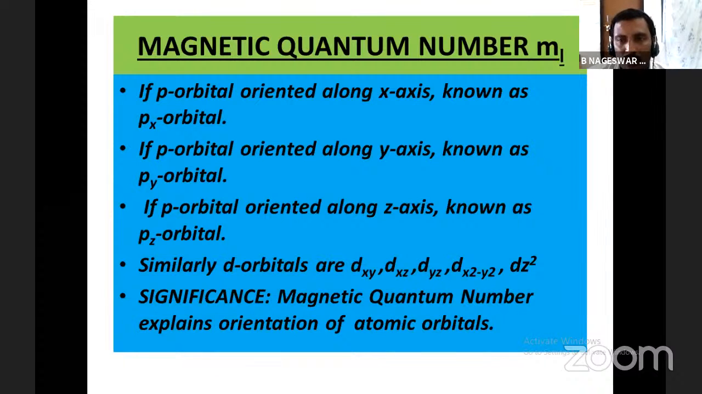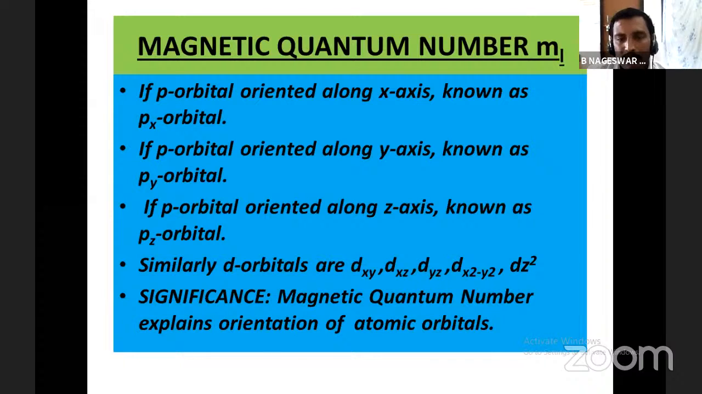Now go to the azimuthal quantum number. l has values from 0 to n minus 1. If n is equal to 1, then l is equal to 0. If n is equal to 2, then l is equal to 0, 1.